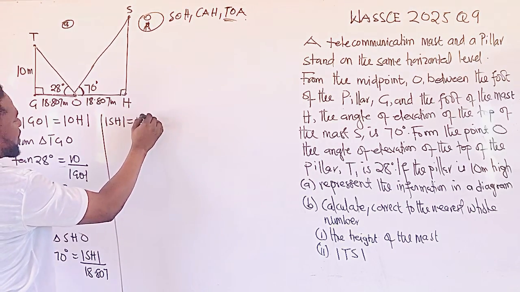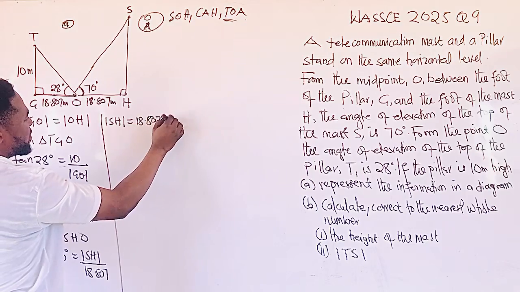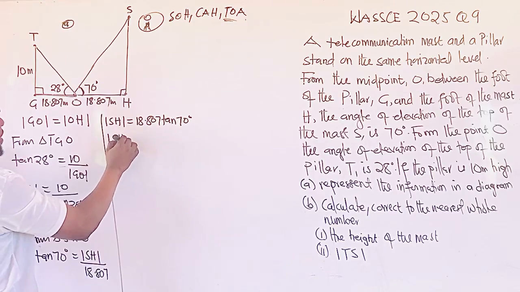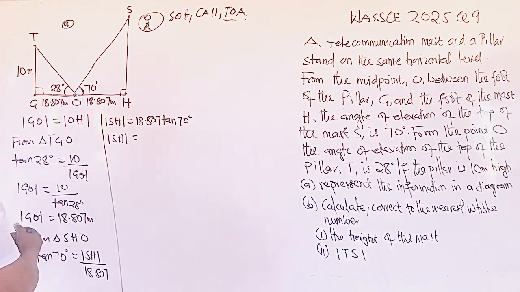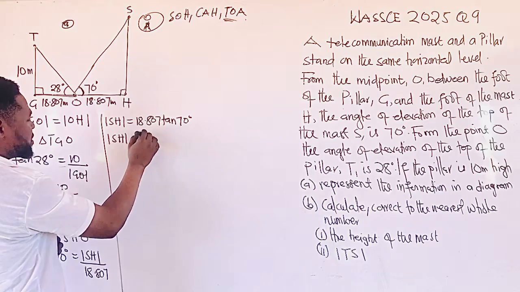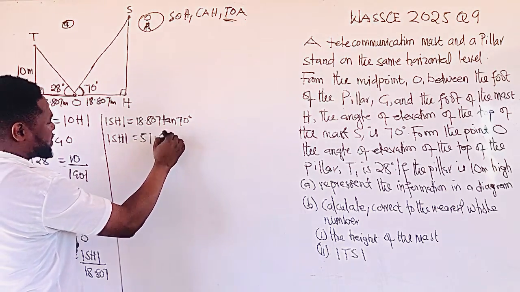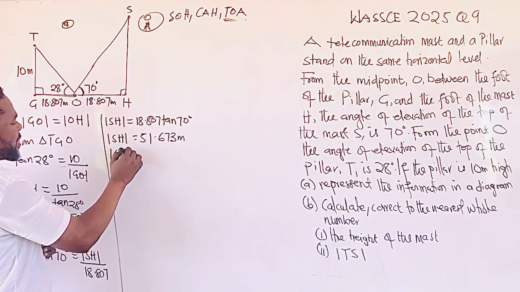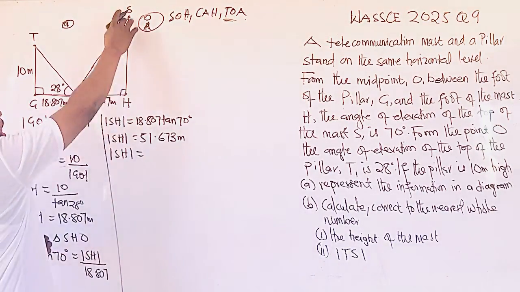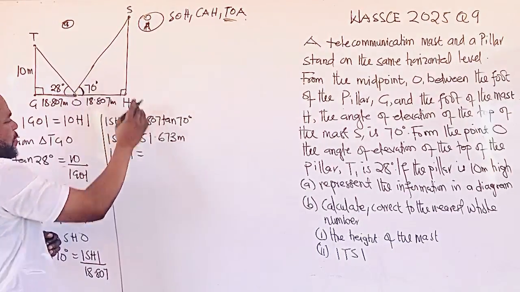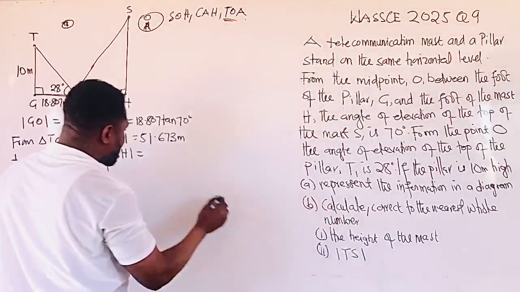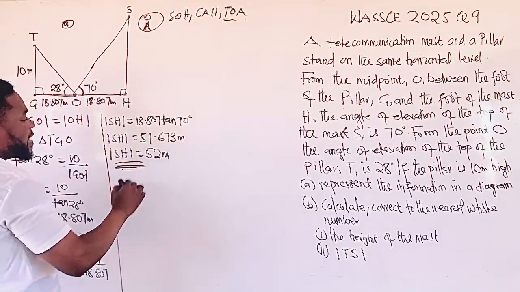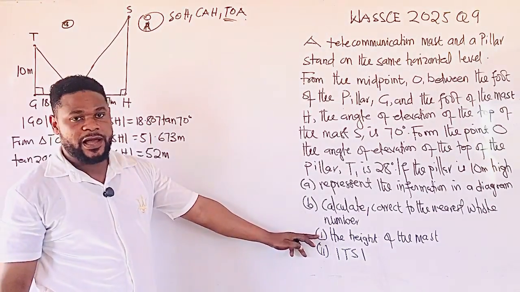So we have 18.807 tan 70 degrees. So our SH, when we put this into our calculator, will give us 51.673 meters. So we can say that our SH, which is the height of the mast, to the nearest whole number, is 52 meters. So this will be the answer for the B I.